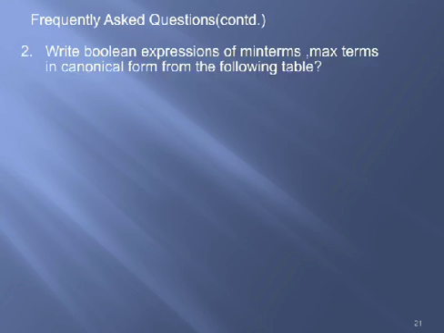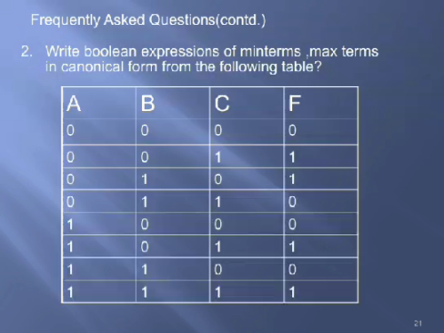Okay, next, write Boolean expressions of min terms and max terms in canonical form from the following table. So he has given a truth table. Based on this, you need to write the SOP form and POS form: standard SOP form in the form of min terms, and standard POS form in the form of max terms.